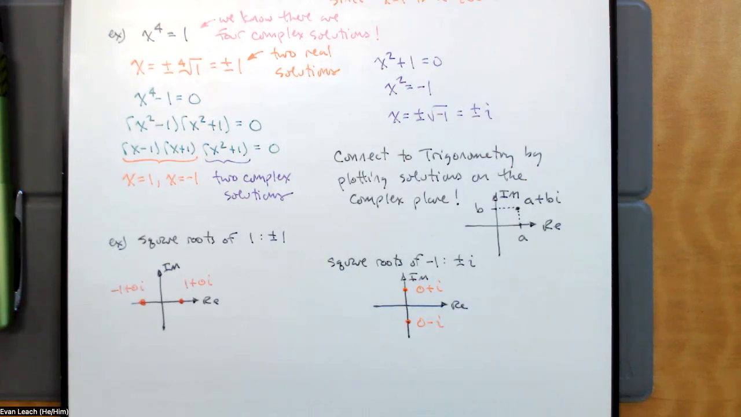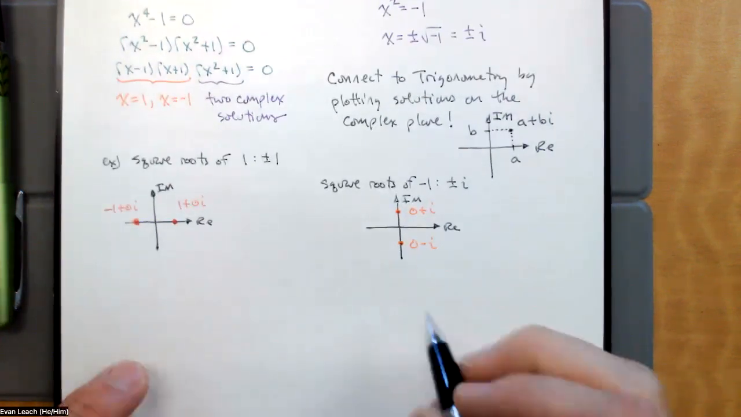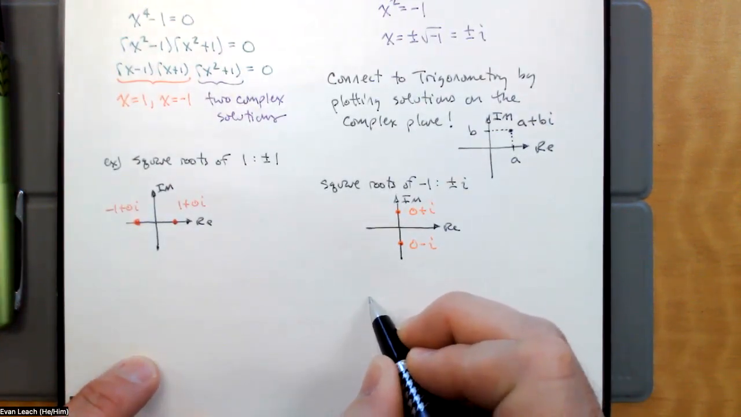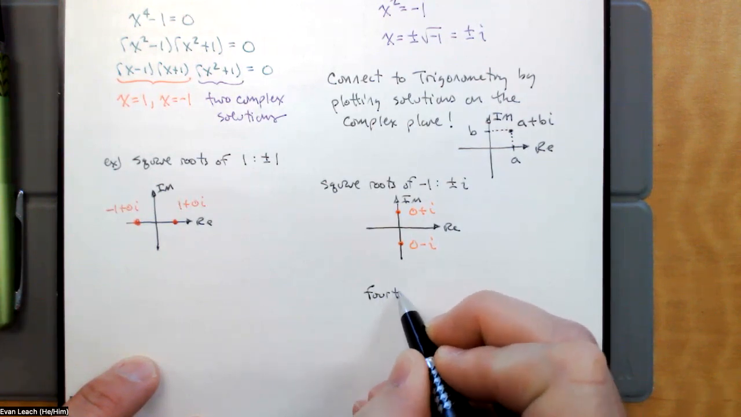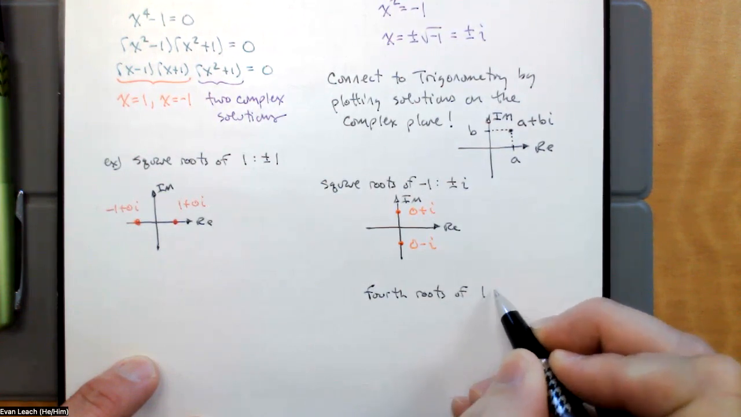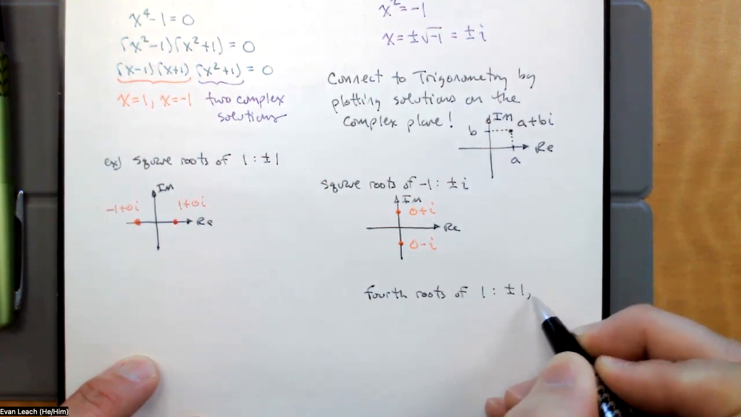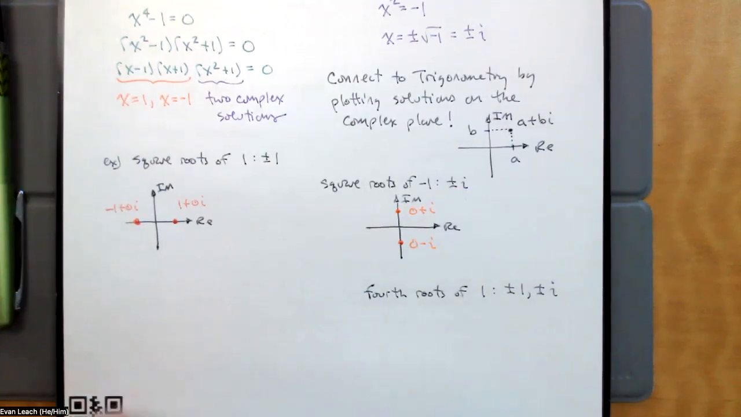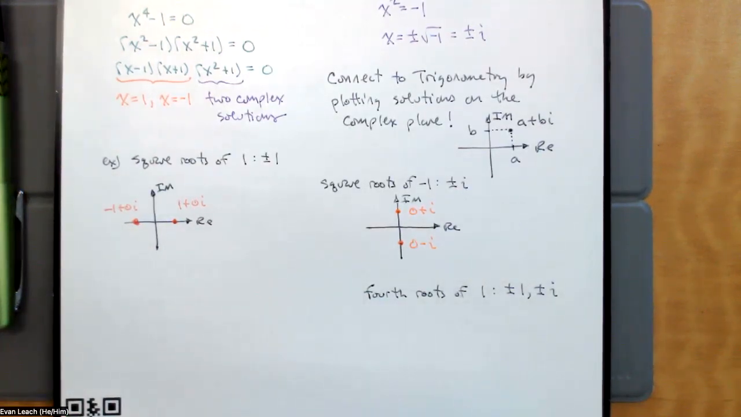Then we're going to draw the fourth roots. I'm going to skip the cube roots for a second. And we're going to draw the fourth roots. Because it's just a combination of the previous one. Makes sense. -1 squared is +1. So the fourth roots of 1 are the square roots of 1 and the square roots of -1. So that's why we get these 4.